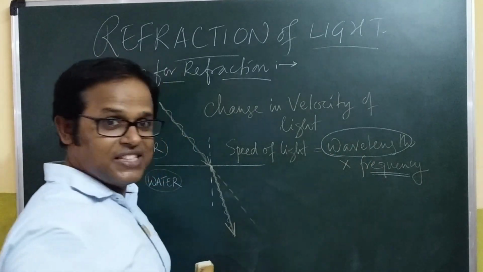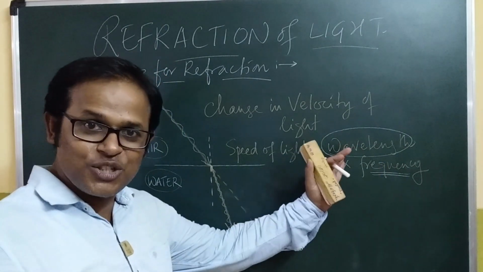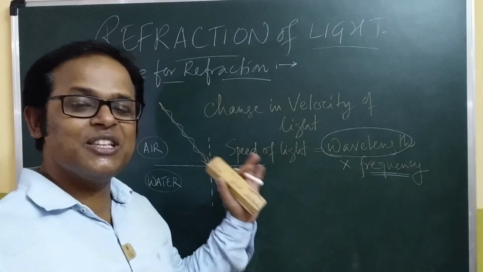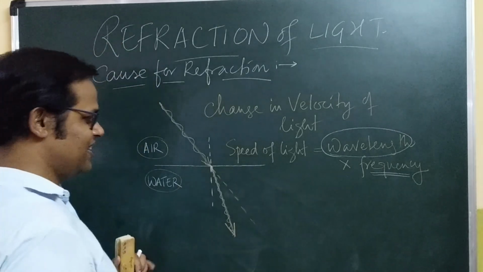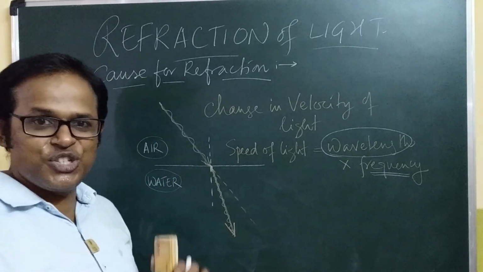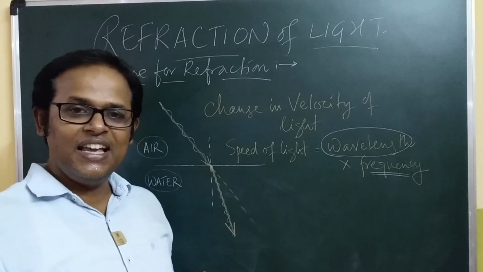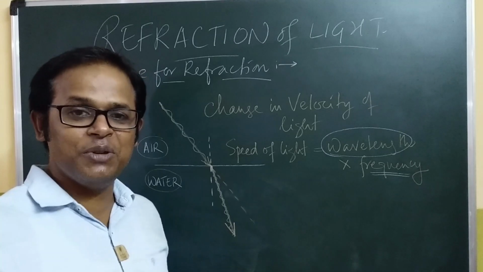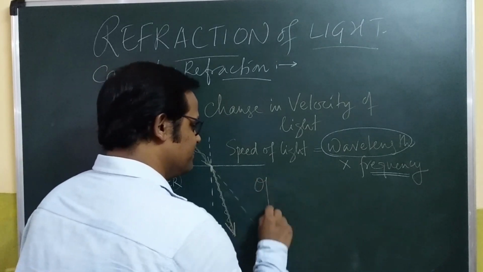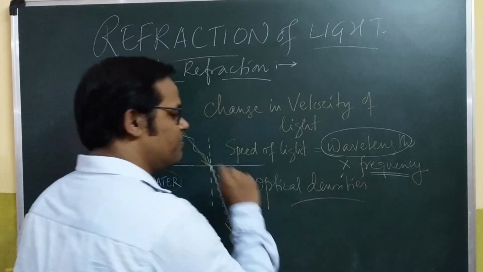So when wavelength changes in a medium, definitely the product of wavelength and frequency also will change, and the product of wavelength and frequency is exactly equal to the speed of light. So if wavelength changes, the speed of light also will change. That is what exactly is happening. So this change in the velocity of light, this change in the speed and direction of the light as it propagates from one medium to another, is given a very new scientific terminology. It is called the optical densities of the medium.